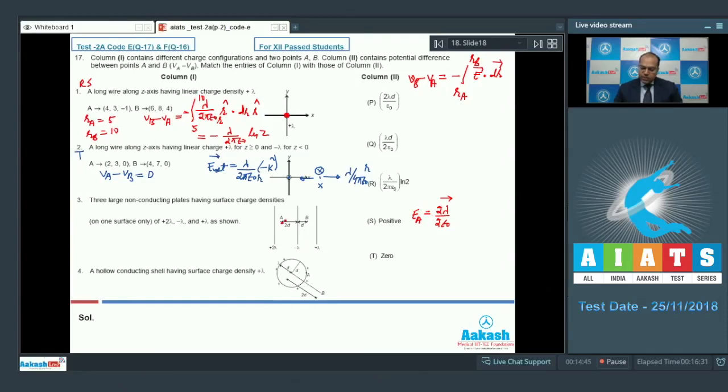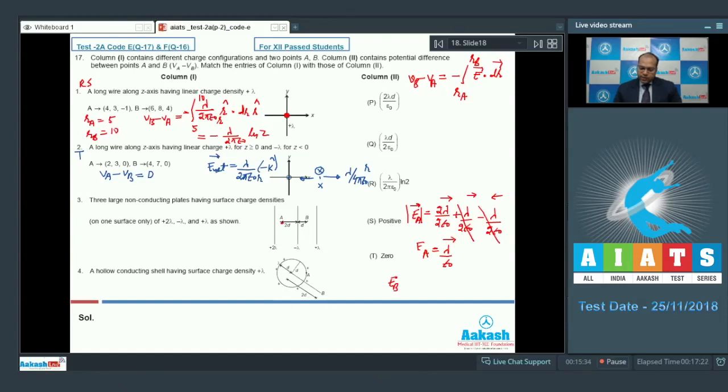Due to minus λ it is also in this direction, so λ upon 2 ε₀ in this direction. And due to plus λ, it is in the opposite direction, so minus λ upon 2 ε₀. It is in this direction, so this gets cancelled out. So the electric field is λ upon ε₀ in this case. So the electric field at point A is λ upon ε₀ in this direction.